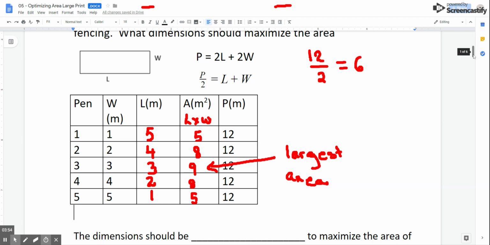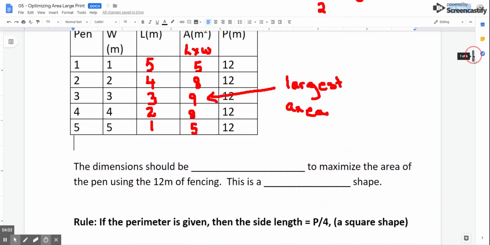But again, what I'm looking at is what gives the students the most trouble when they're doing this. And what gives the students the most trouble is filling out the table. So the dimensions, meaning what's the length and what's the width, to give you the largest possible area. How you write it, 3 meters by 3 meters, because the unit is meters in both cases. And 3 is the width, 3 is the length. 3 meters by 3 meters means 3 meters is the length, 3 meters is the width.